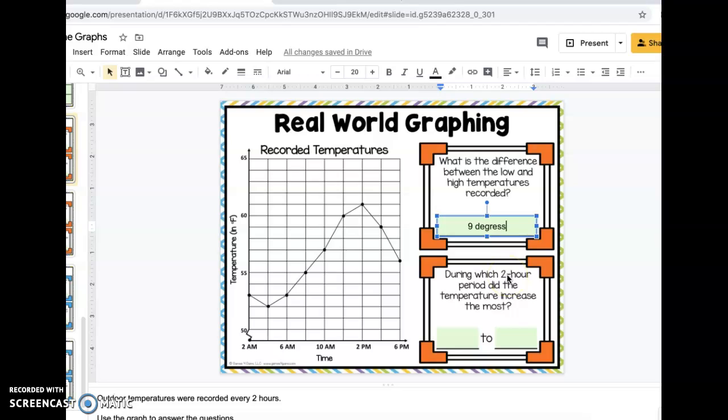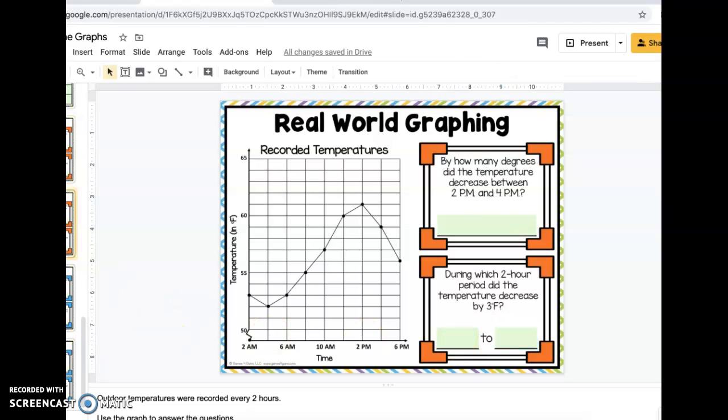Okay. During which 2-hour period did the temperature increase the most? It increased the most between 10 a.m. and noon, because look at the huge difference here compared to the rest. So this is the sharpest increase, 10 a.m. to noon. I'm so glad we're getting a chance to do this, because this is very useful for you guys when you're looking at graphs. Okay, next.